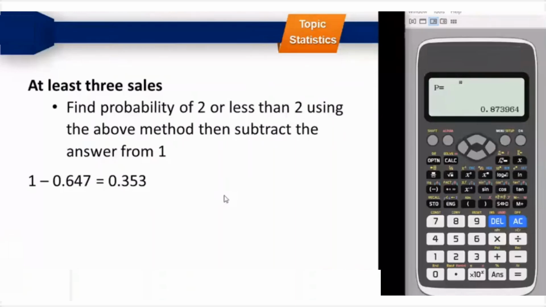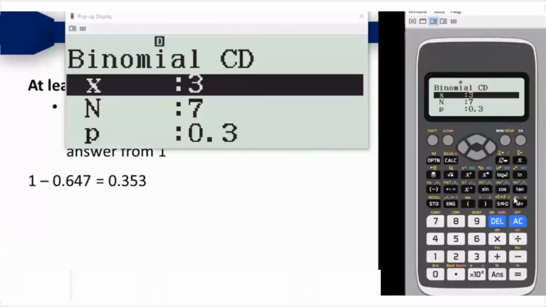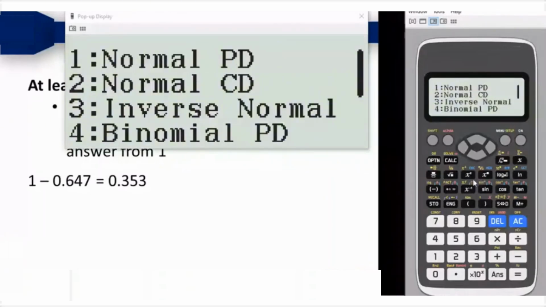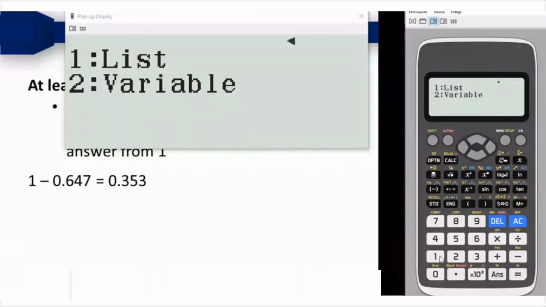To get 3 and above, I will need to find the probability of 2 or less, and then using the above method that we just did, we will subtract the answer from 1. So I will press menu, I will press 7, I will scroll down, I will press 1, that is binomial cumulative distribution, and I will press 2, that is the variable.